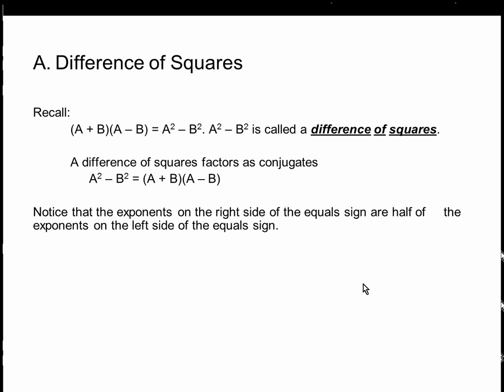Notice that the exponents on the right-hand side of the equal sign are half of the exponents on the left-hand side. Okay, again, they're 1s, and those were 2s. So if these were 4s, these would be 2s. Now, difference of squares sometimes will just factor all day long. You'll have a difference of squares, you'll factor, you'll have another difference of squares. Because remember, when you do the conjugates, 1 does have a minus.